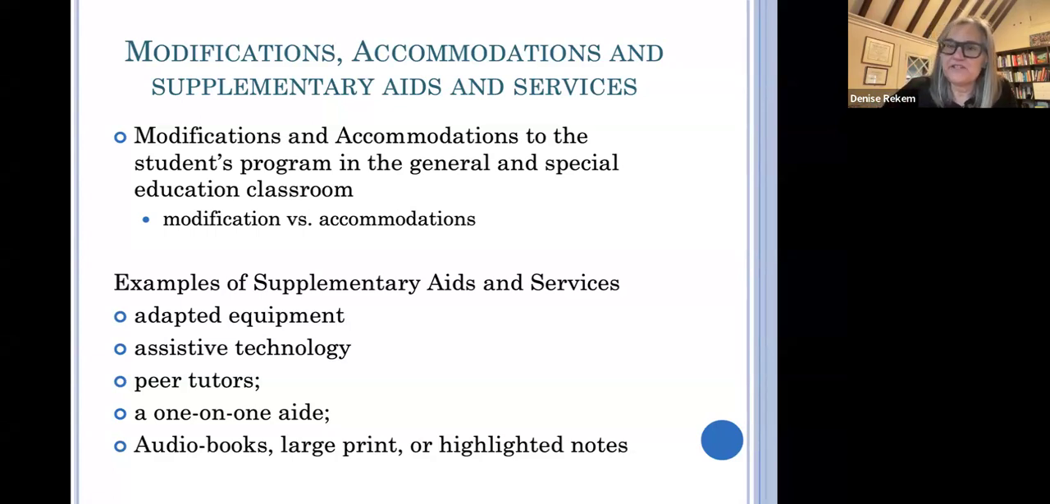A modification is actually changing the test or the curriculum. Like, the gen ed kids are going to get a test with 5 multiple choice possible answers, and this child is going to have only 3 answers, or this child is going to have certain highlighted words, right?